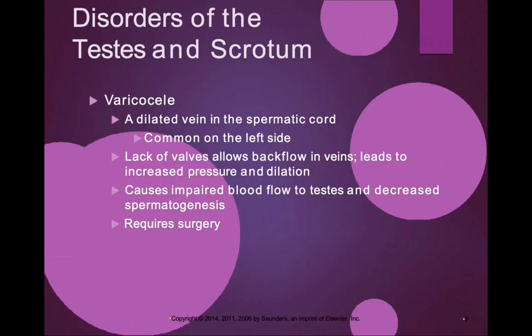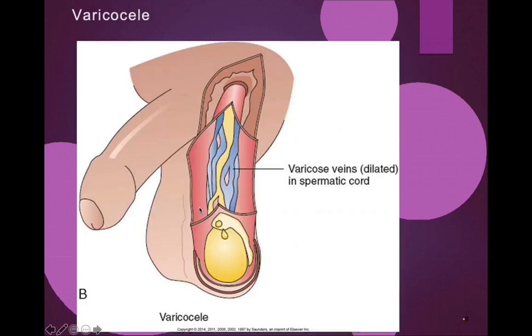Now, varicocele sounds like a varicosity, right? Similar, a varicose vein, varicocele. This is a dilated vein in the spermatic cord, and it's more common on the left side. And when there is a lack of valves, it allows that backflow of blood in the vein, and that can lead to increased pressure and dilation. That could cause impaired blood flow to the testes and decreased sperm production, spermatogenesis. This does require surgery.